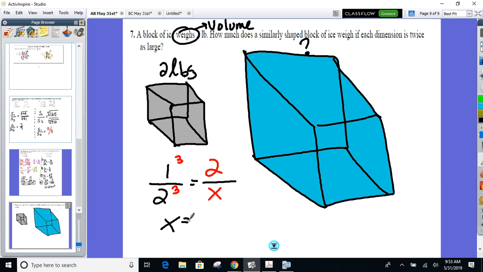So that 2-pound block of ice just became how many pounds? Yeah, 16 pounds. 8 times the weight. And why 8 times the weight? Because we're cubing things. So 2 cubed is 8. So it should be 8 times the weight. All right. Any questions there?